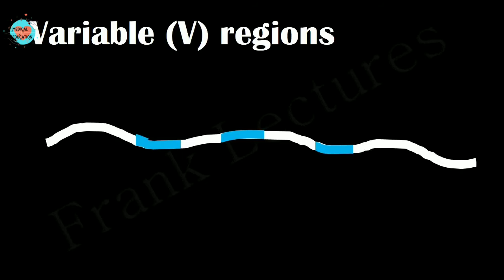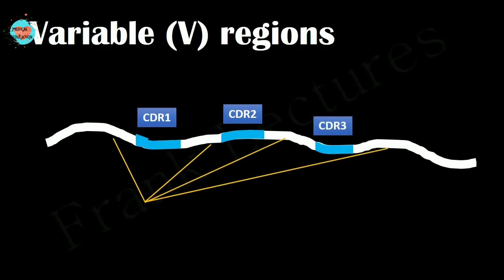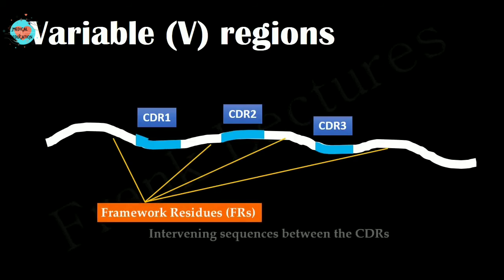The CDRs are represented by blue color. Scientists have found that there are 3 CDRs in the variable region of each chain. These are designated as CDR1, CDR2, and CDR3. The intervening sequences between CDRs or hypervariable regions are known as framework residues. These intervening sequences have restricted variability.